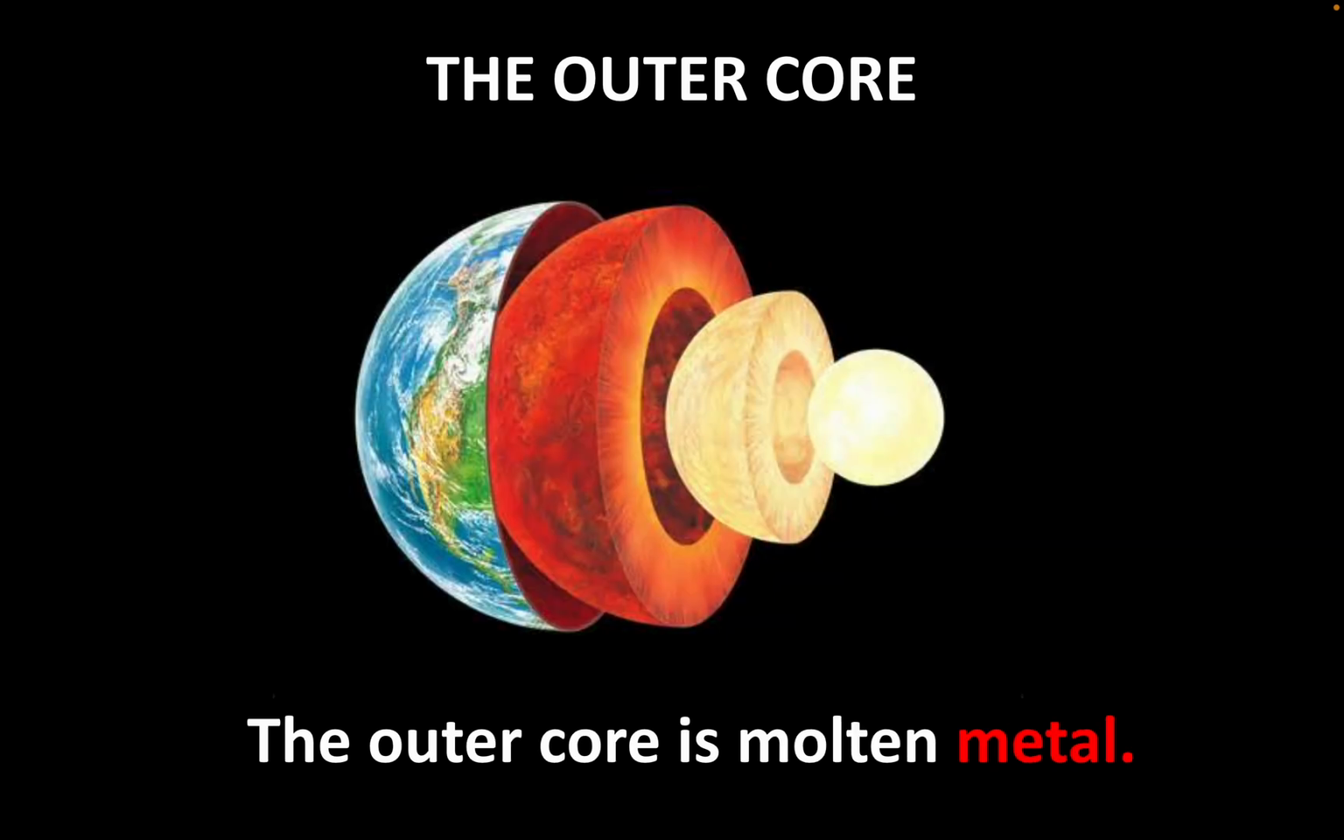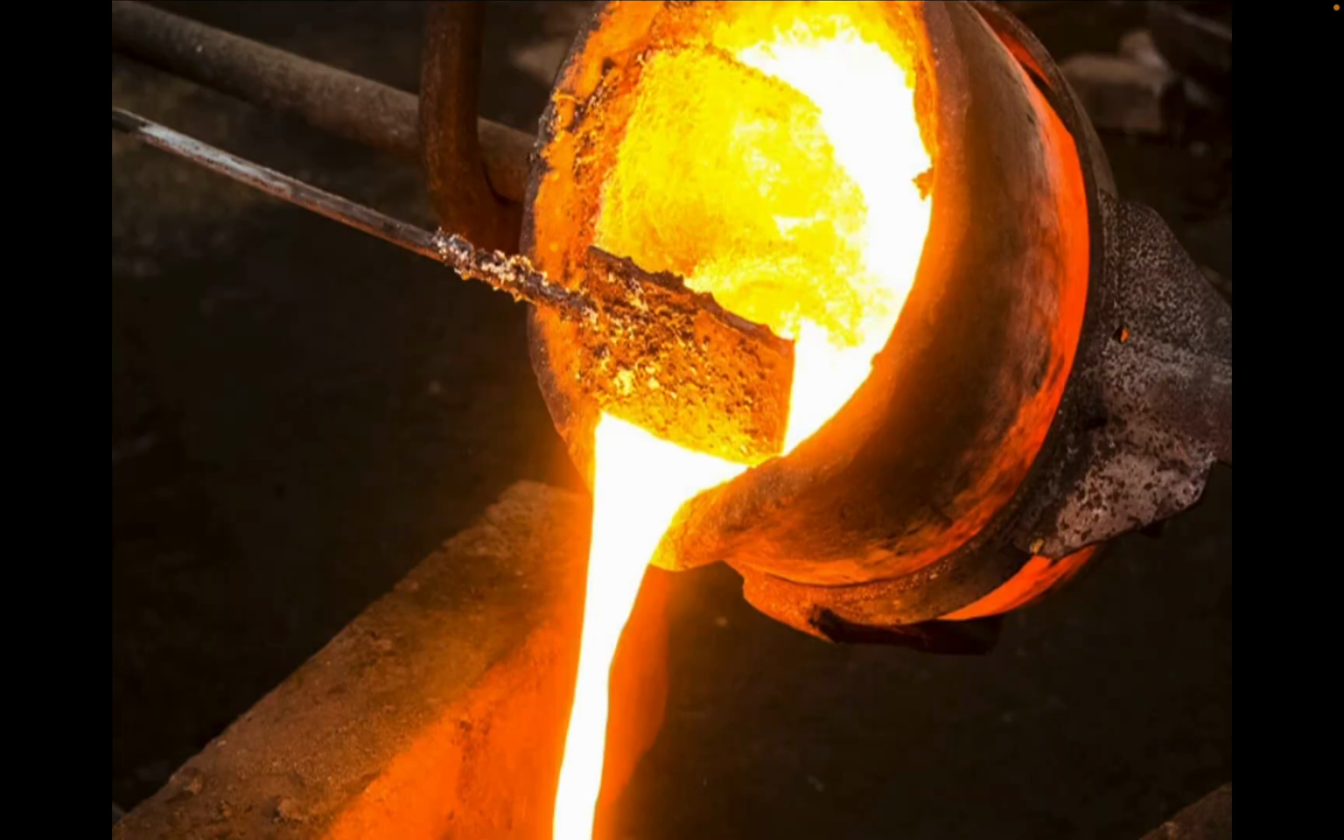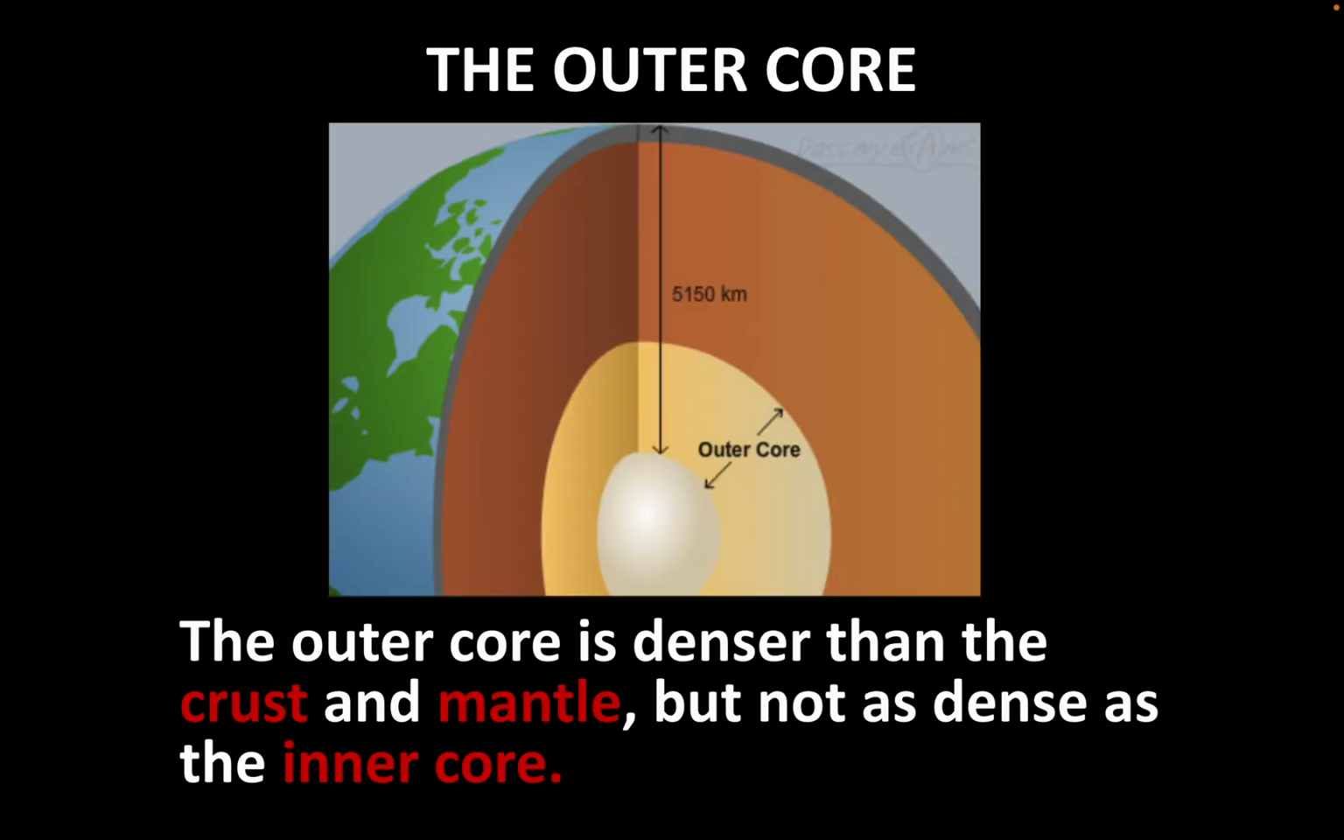Now, the outer core is also considered to be molten metal. And here's a picture of molten metal. It is melted. It acts like a liquid. The molten rock flows, but it acts more like a soft solid than a liquid. Molten metal actually acts like a liquid.